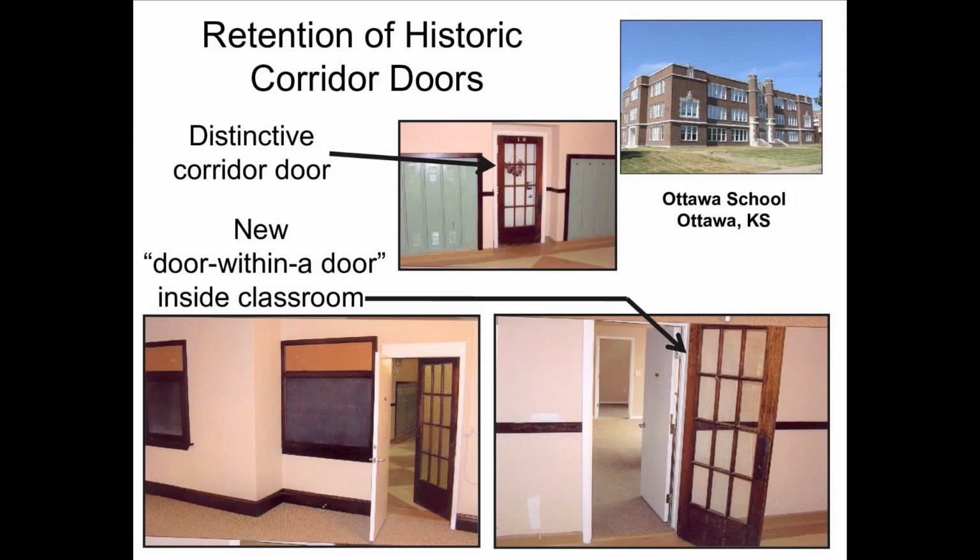In the case of retention of historic corridor doors, in this example, the distinctive corridor doors were kept in place with a new door within a door inside of a classroom to provide for not only fire separation, but also security and privacy.